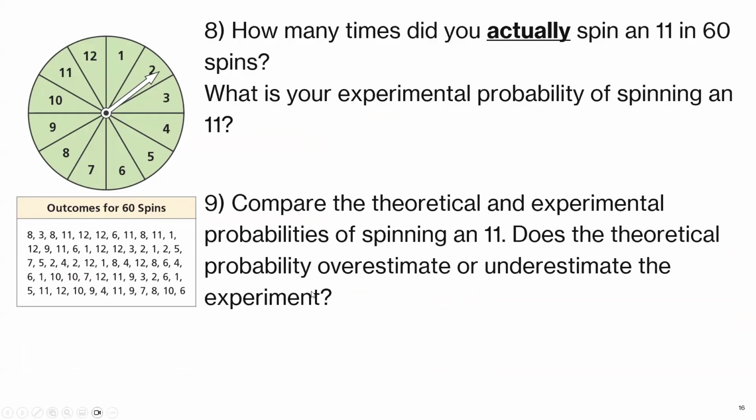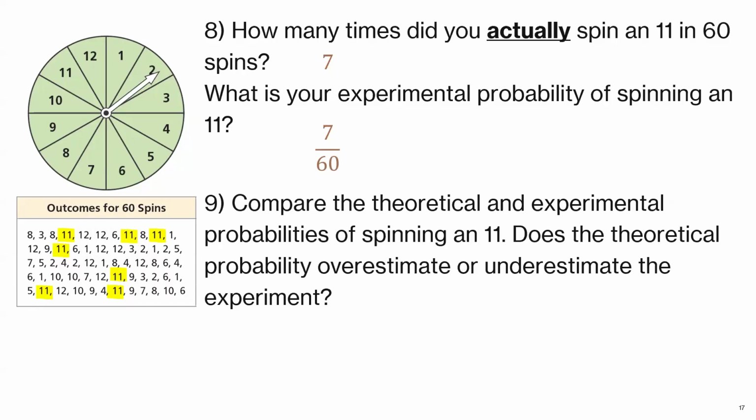So looking at this table here underneath the spinner, you would count the number of times that the 11 shows up. In this case, it shows up 7 times. So we actually spun it 7 times. That means our experimental probability is that formula that we talked about a few slides ago, where how many times it did actually happen. So in this case, it happened 7 times out of the total number of times that we spun the spinner, which is 60, okay? So our experimental probability is 7 out of 60. This is what actually happened, not what should have happened, okay?